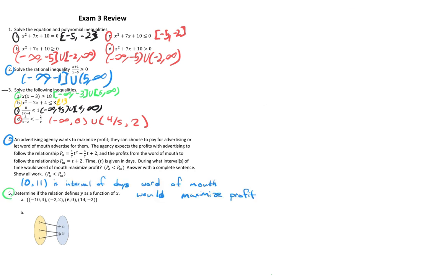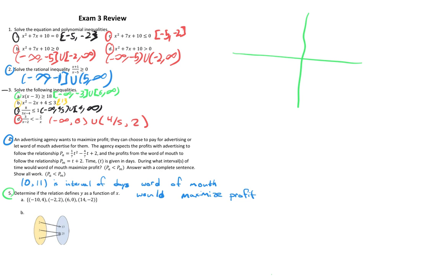Okay, for number 5, we're going to determine if the relation defines y as a function of x. And what that means is that if you plug in x, you get one y value. So another common way to check for that is the vertical line test, where you imagine your pencil going vertical up and down, and you just move it along the graph, and you want to see if at any point you have two different y values at the same x.